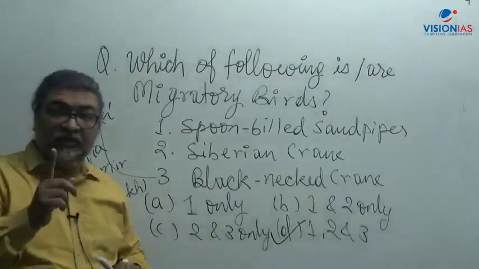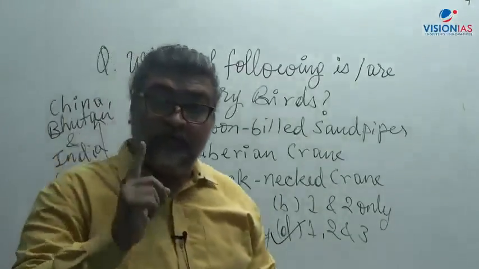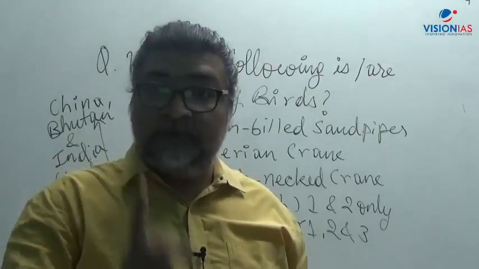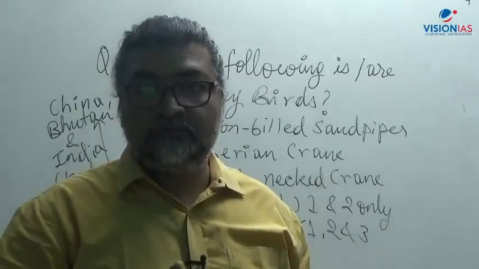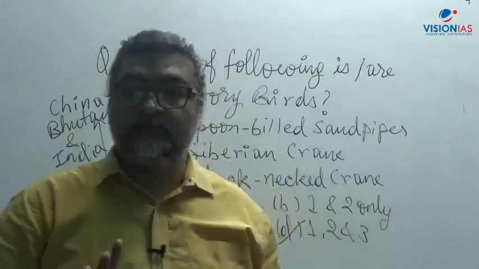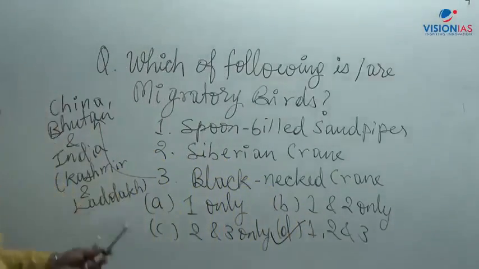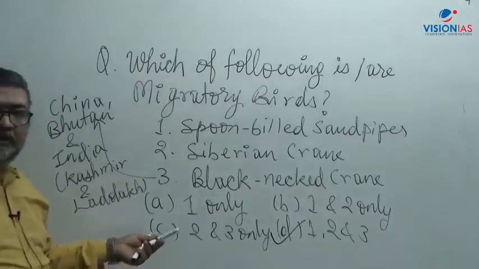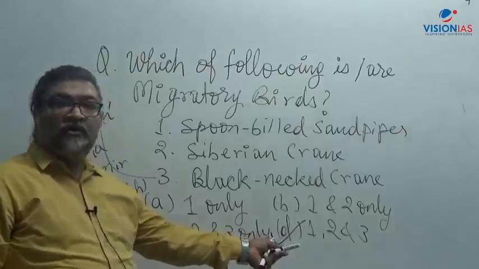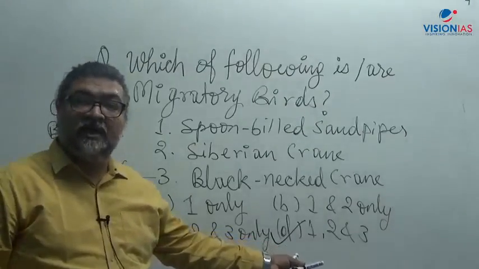I am again telling you, if you are not thorough with the information, if you don't know the facts, your guesswork will end up with a wrong answer. You have to be careful. I'm just giving you an idea here. This is the way the question can be asked, right? This is the way the question can be asked. The answer is D, 1, 2 and 3. All these are migratory birds.